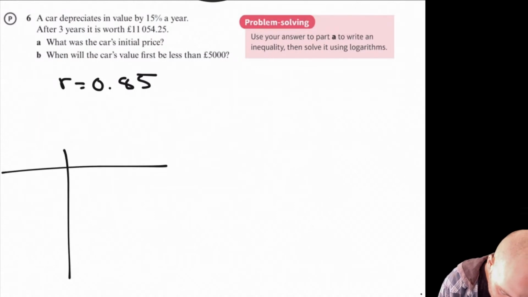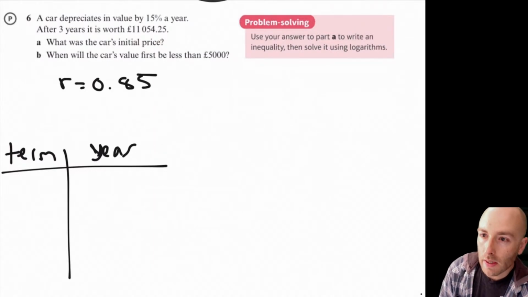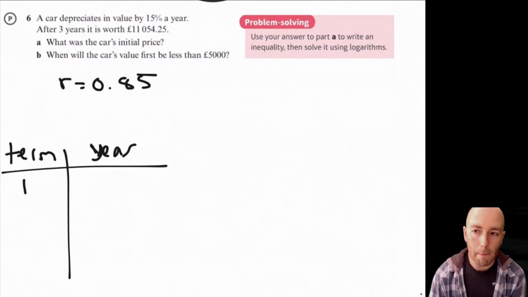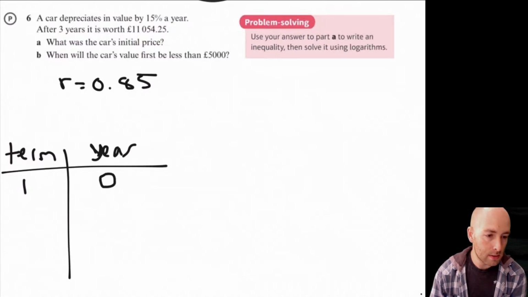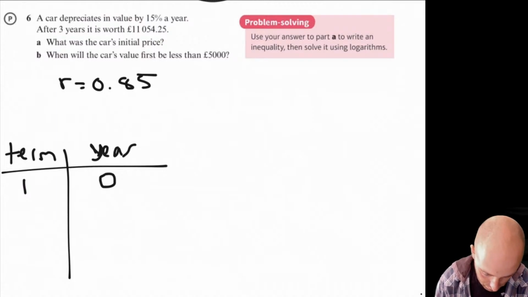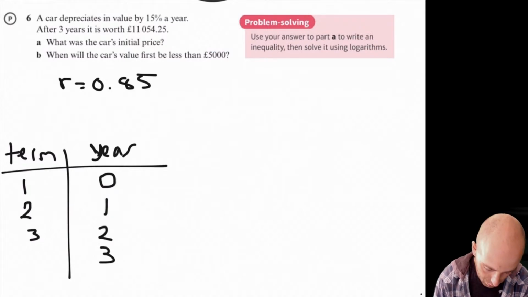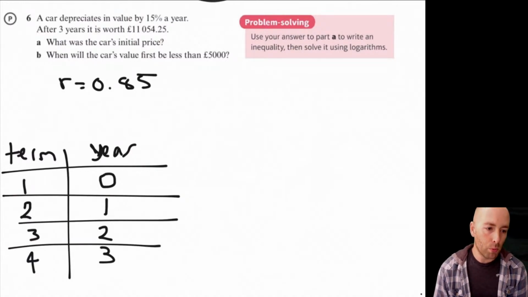So I'm going to do my table. I'm going to say term, year. If we start off with the initial value, so term 1, how many years have passed after one term? No years. That's just new. It's this value. After 1 year will be our second term. 2 years will be our third term. 3 years will be our fourth term. So we really need this table just so we can pair up what year is what term.